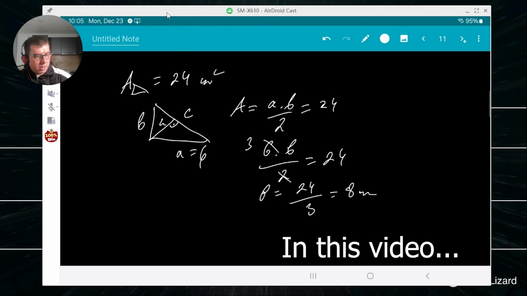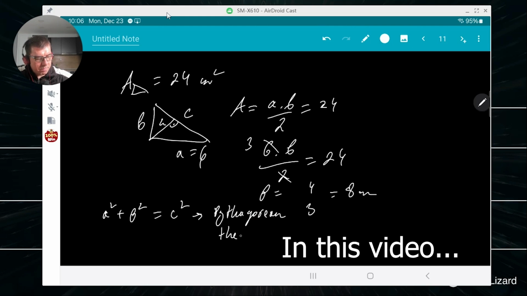What is the Pythagorean theorem? It simply says that the sum of the squares of the two sides equals the square of the hypotenuse, or the famous a squared plus b squared equals c squared. This is called the Pythagorean theorem, of course, named after the great Greek mathematician Pythagoras.